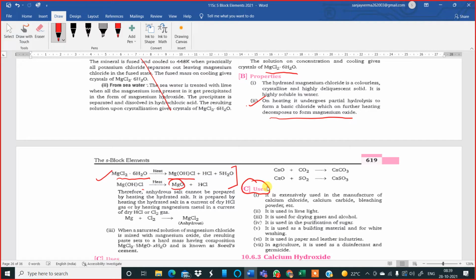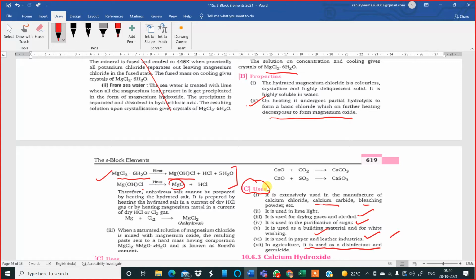Now, uses of magnesium chloride hexahydrate. It is extensively used in the manufacture of calcium chloride or calcium carbide or bleaching powder. It is used in limelight, for producing fluorescence, phosphorescence, illuminating purposes. It is used for drying gases and alcohol. It is used in the purification of sugar in the sugar industry. It is used as a building material and for whitewashing. It is used in paper and leather industries. In agriculture, it is used as a disinfectant and a germicide. So that is the first compound of group 2 elements, which is called magnesium chloride hexahydrate.